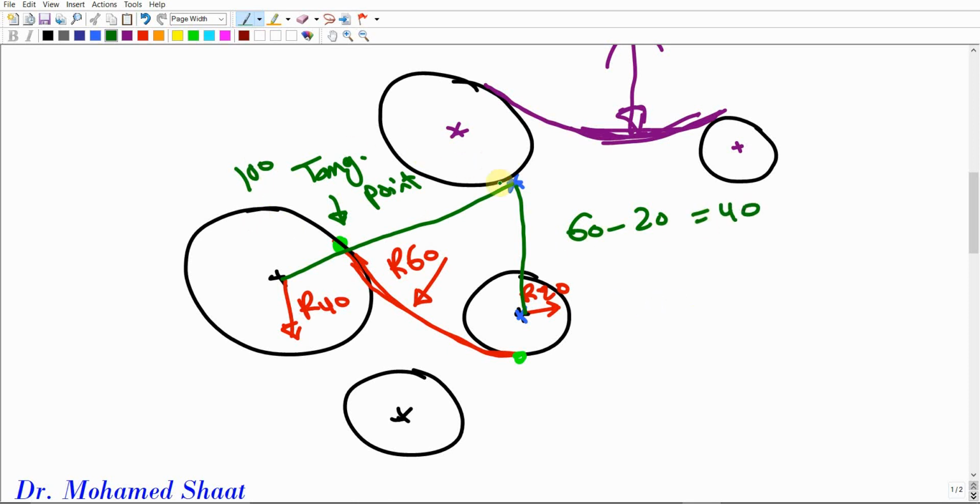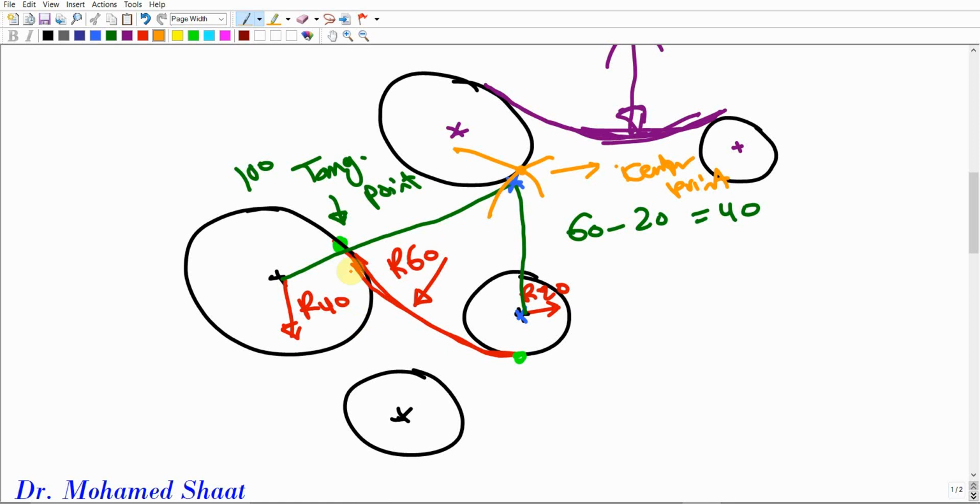So to locate the center, open the compass with 40 and fix with the metal tip here, draw an arc. This is the first locus. Then from this center, fix with the metal tip, open the compass with 100, which is the sum of the radii, and draw another curve. They're gonna intersect at a point. This point definitely is gonna be the center point of the curve that we are seeking.